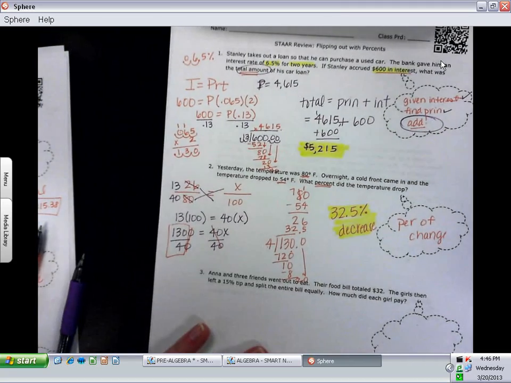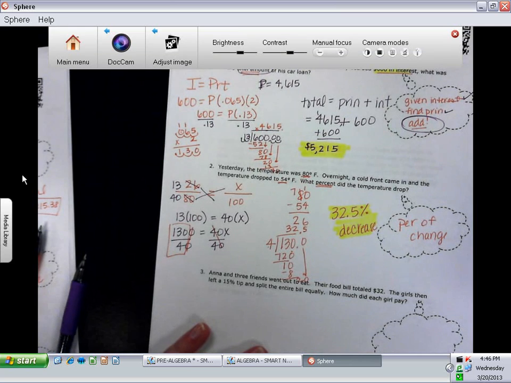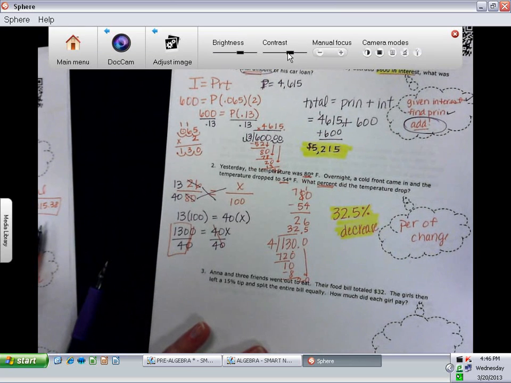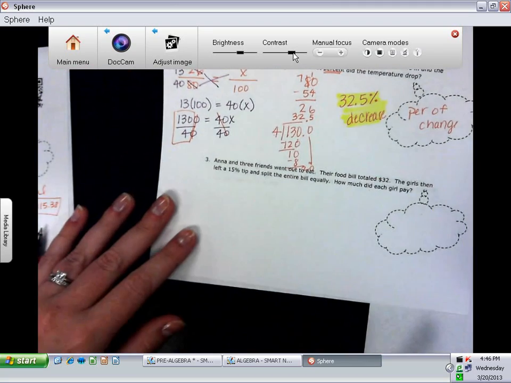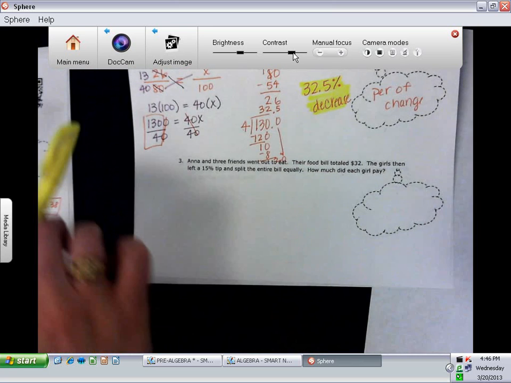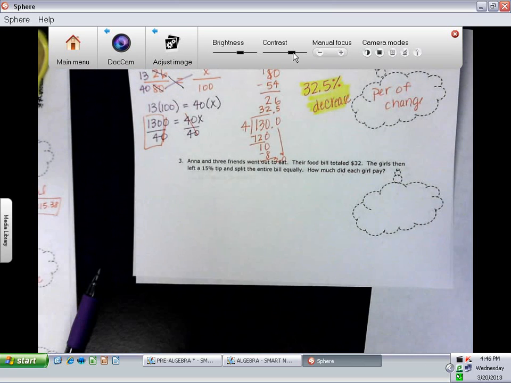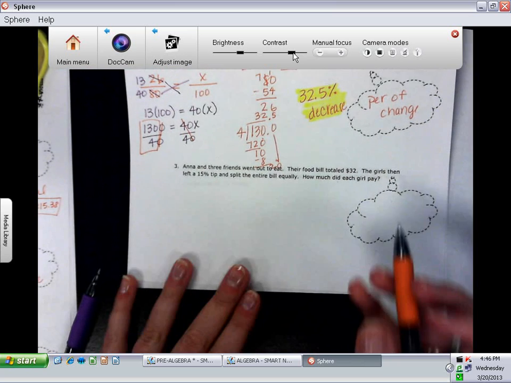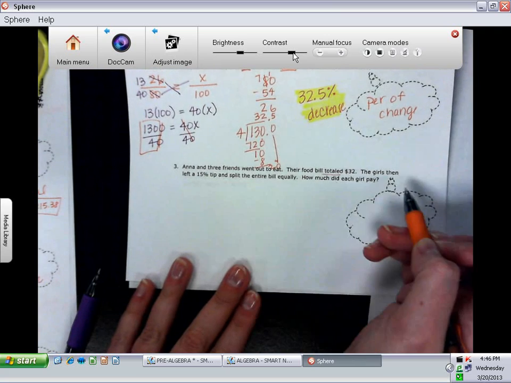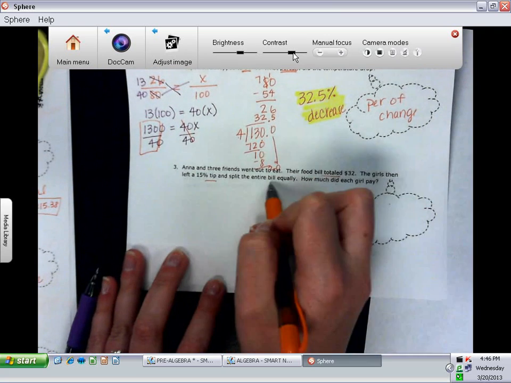Okay, next question. Number 3. Anna and three friends went out to eat. The food bill totaled $32. The girls then left a 15% tip and split the entire bill equally. How much did each girl pay? So when I'm looking at this, I see that they had a bill, then they paid a tip, and then they split it. So I need to be careful here.